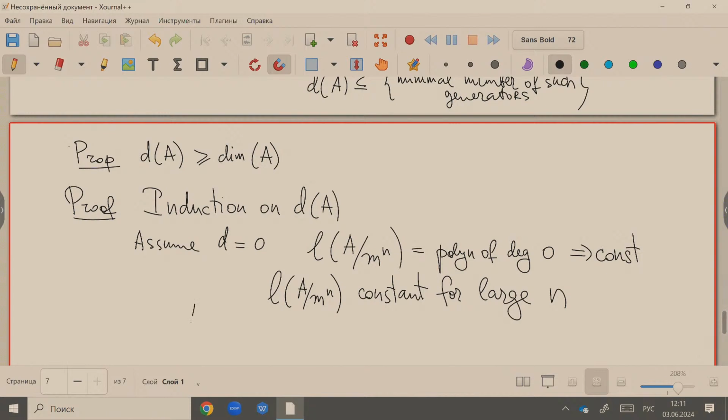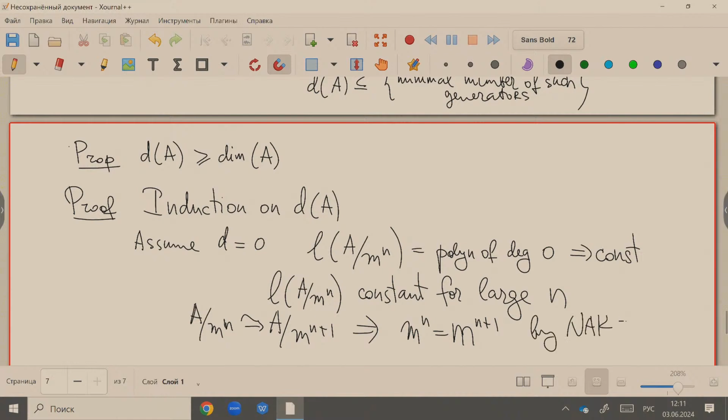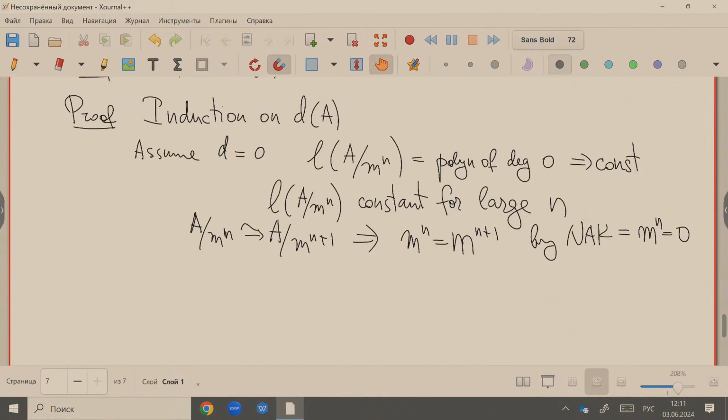And this implies that A mod Mn is isomorphic to A mod Mn plus 1. Well, it is clear that from this, Mn and Mn plus 1, so these ideals are equal, and by Nakayama lemma we get that Mn is equal to 0. So this means that the ring is nilpotent, and so this means that A is an Artinian ring.